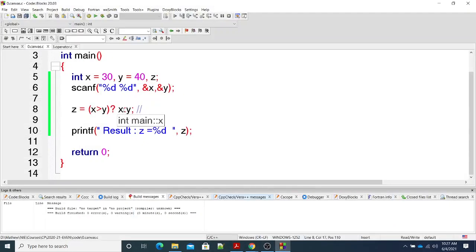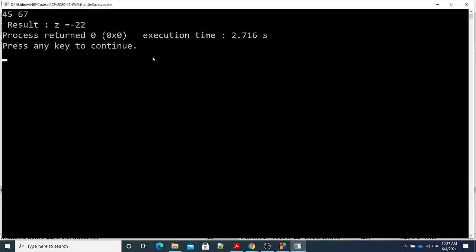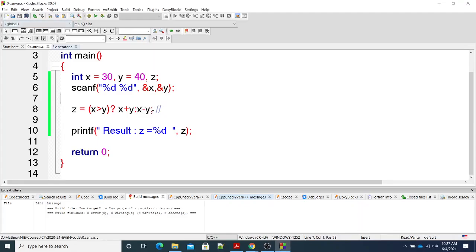Now I can do some other operation also. It need not be a simple expression; it can be a compound expression, X minus Y. Here, if the first number is larger, the numbers will be added. If the second number is larger, the numbers will be subtracted, and the result will be 45 minus 67. So the result is subtracted since the second number is larger. Otherwise, this will be added.